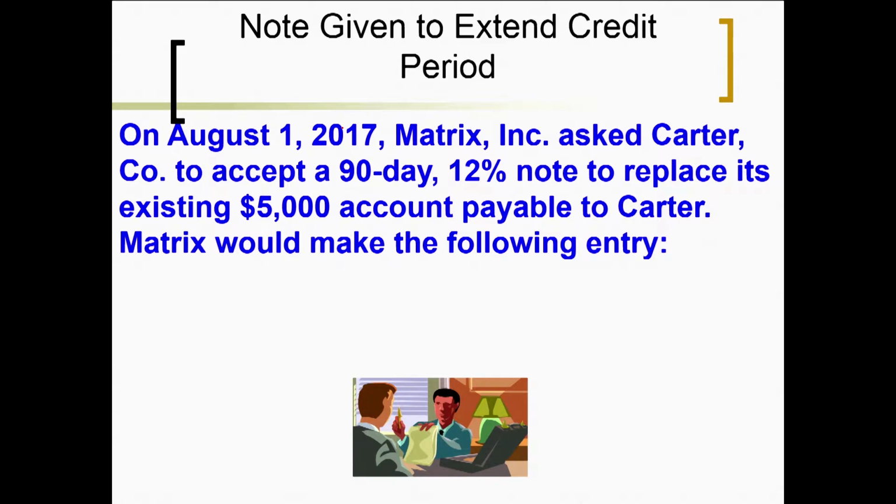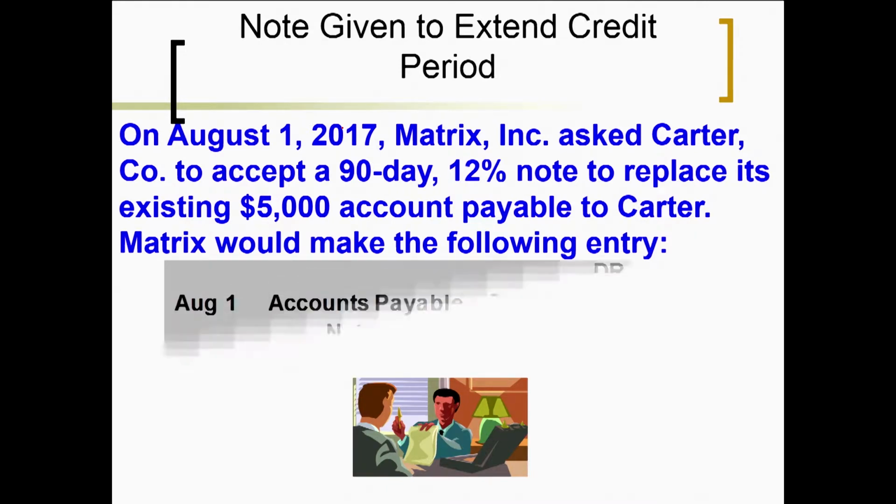So for example, let's say that we are Matrix and we owe Carter, our vendor, $5,000 on accounts payable, but we are having money troubles, okay? So we give them a call and say, hey, we know we owe you $5,000 on accounts payable. We're having a money crunch here. Can you give us an extension? They'll probably be very happy that you were honest with them. And they say, come on in and sign a 90-day 12% note to replace that.